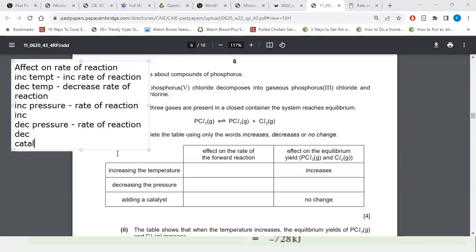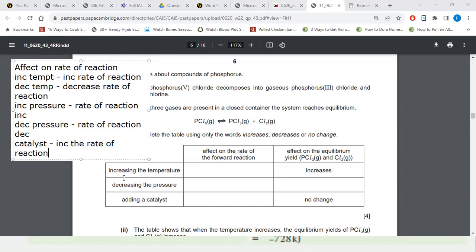Finally, what is the effect of catalyst? The catalyst only affects the speed of the rate of reaction. Yes, it will increase the rate of reaction. You are correct.